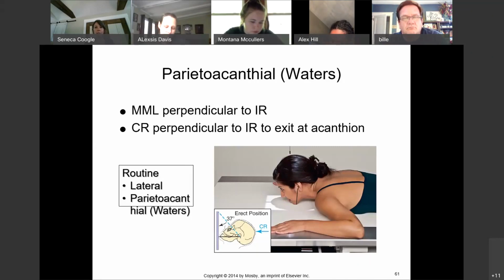And your CR is perpendicular, exiting the acanthion. So now we're worried about the acanthion. You can see from the small diagram at the bottom of the image, the erect position, the CR, and the patient's MML being perpendicular to the IR. You can see where the CR is supposed to enter and exit the acanthion. If you're doing what you're supposed to be doing, this is not hard. The Waters is not very hard.